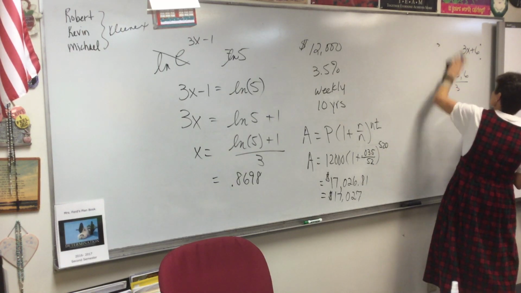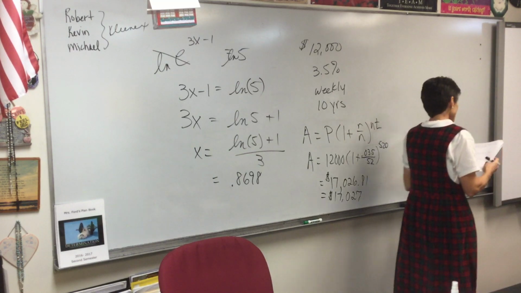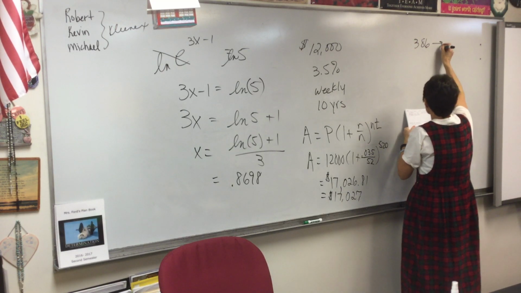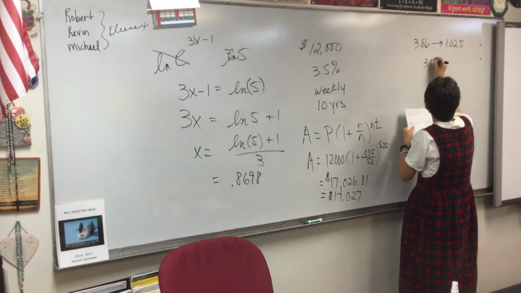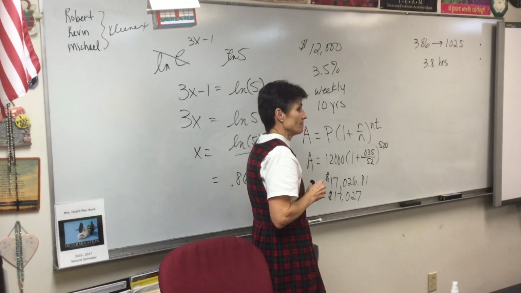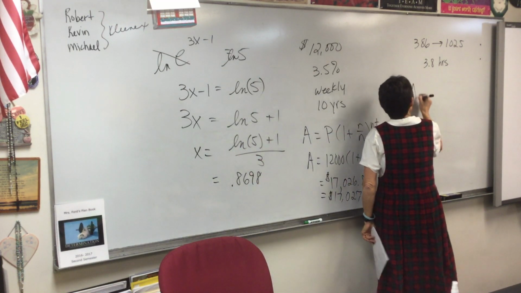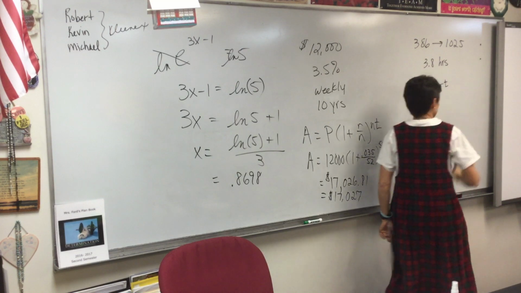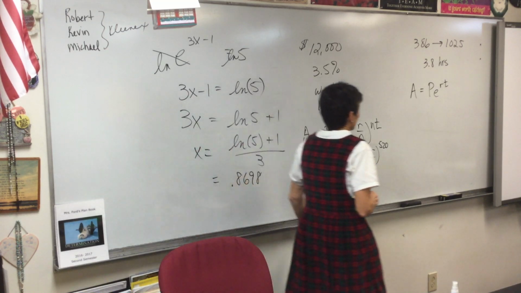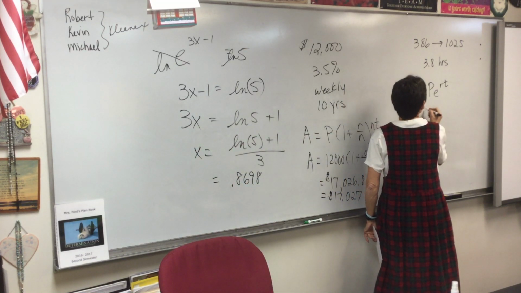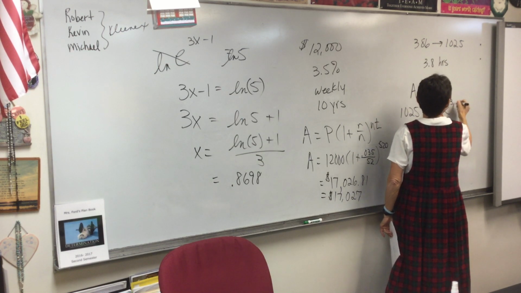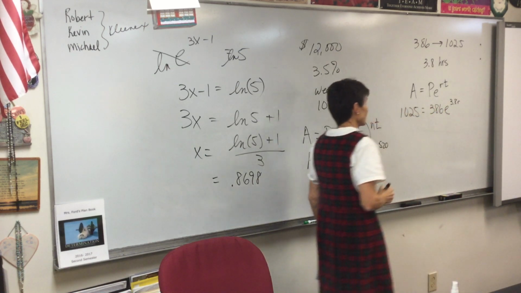Okay, find the growth constant for a strain of bacteria in which the population of 386 grows into 1025 in 3.8 hours. Find the growth constant. What's the formula? This one's PERT. If it's not money, it's going to be PERT, every time. So we want to end up with 1025. We're starting with 386. I don't know what r is, but t is 3.8. Does that look okay?